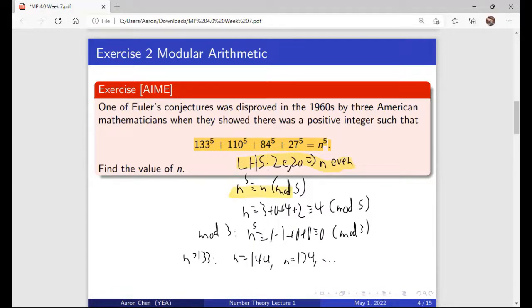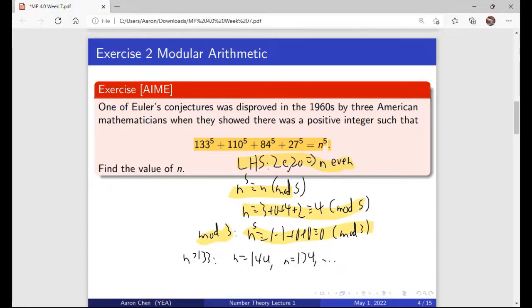And next, by Fermat's little theorem, you have that n to the 5th is congruent to n mod 5. And so using this, you can find n mod 5. And it's just 3 plus 0 plus 4 plus 2, which is 4. And then next up, we can use mod 3. So n to the 5th, we can just see is directly congruent to 1 minus 1 plus 0 plus 0, or 0 mod 3.